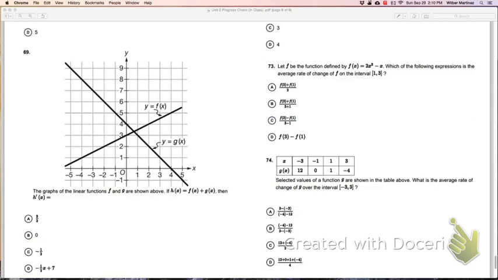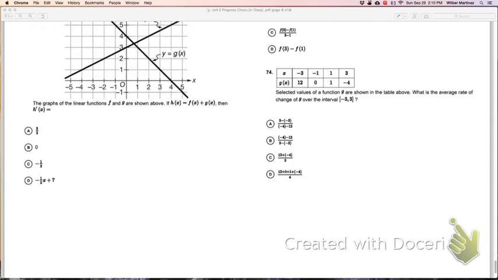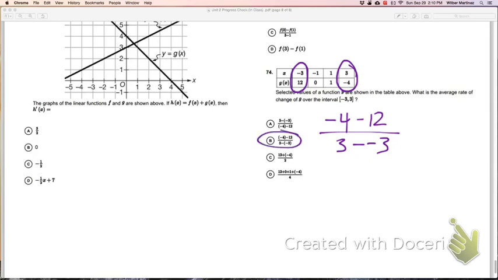And this next one, which is our last problem, says, selected values of a function g are shown in the table above. What is the average rate of change of g over the interval from -3 to 3? Here is the point at -3. Here is the point at 3. To do y2 minus y1 over x2 minus x1, that would be -4 minus 12 over 3 minus -3. We just have to notice that they didn't actually want us to simplify it. -4 minus 12 over 3 minus -3 is answer choice B.